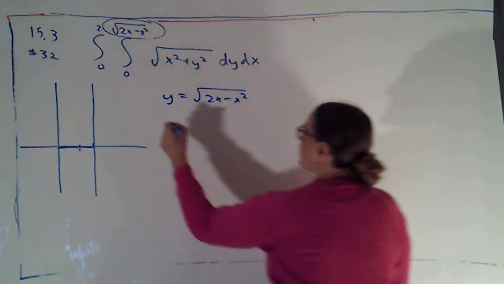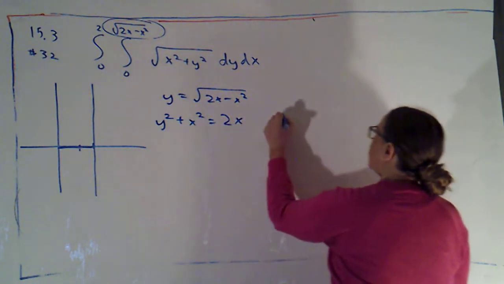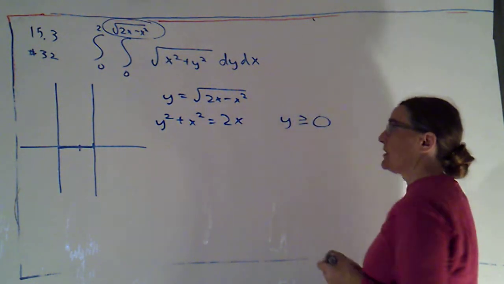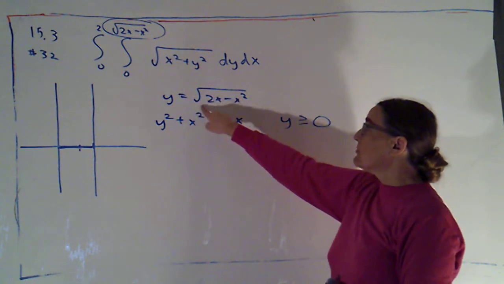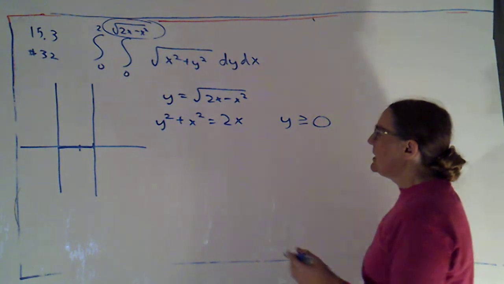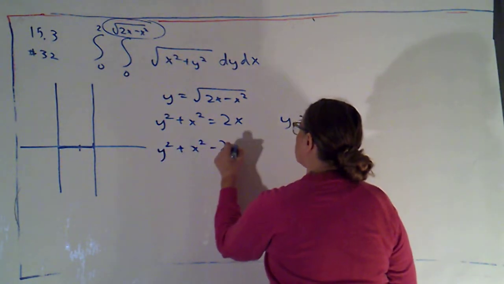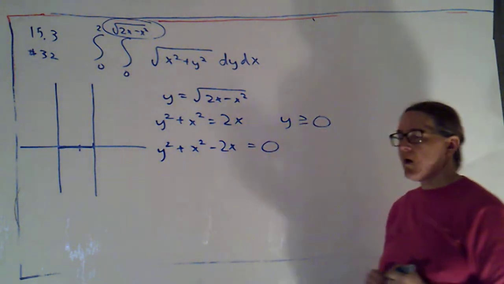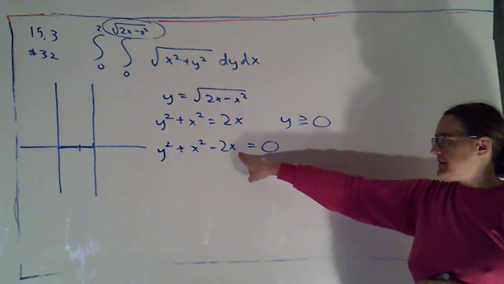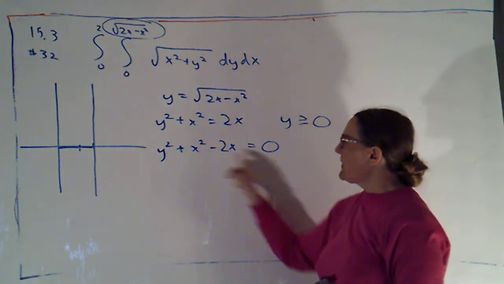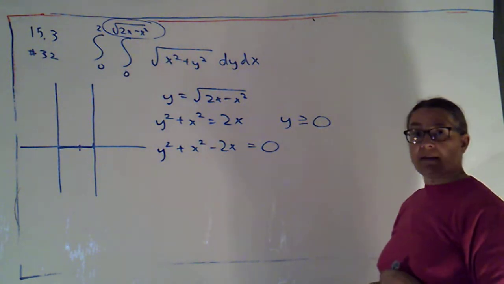Again, I'm going to square both sides. So y squared plus x squared is equal to 2x, and y is bigger than or equal to 0. When I square both sides, I don't want to lose the information that y was not negative. Okay. All right. Well, that's y squared plus x squared minus 2x is equal to 0. I think that's going to be a circle. In rectangular coordinates, I would need to complete the square to put that into standard form. And that would be one option that I could do.